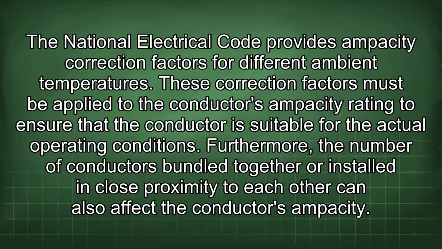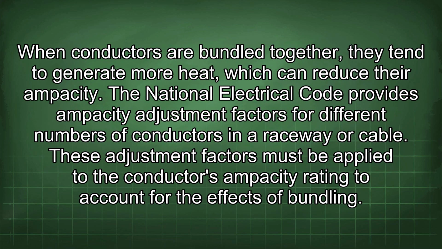The National Electrical Code provides ampacity correction factors for different ambient temperatures. These correction factors must be applied to the conductor's ampacity rating to ensure that the conductor is suitable for the actual operating conditions. Furthermore, the number of conductors bundled together or installed in close proximity to each other can also affect the conductor's ampacity. When conductors are bundled together, they tend to generate more heat, which can reduce their ampacity. The National Electrical Code provides ampacity adjustment factors for different numbers of conductors in a raceway or cable. These adjustment factors must be applied to the conductor's ampacity rating to account for the effects of bundling.